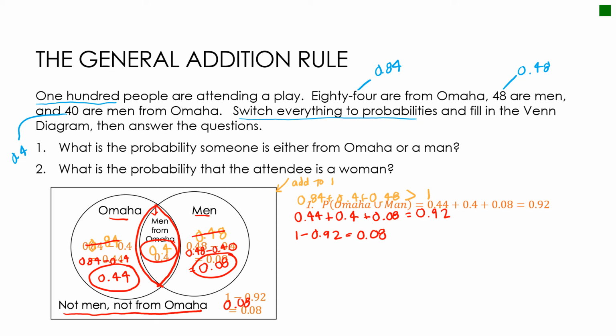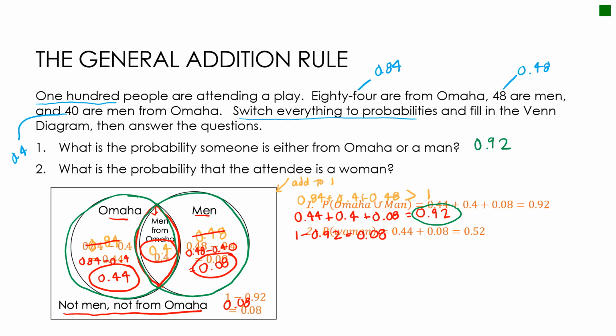So now that I've done all of this work, that's all the hard stuff. This is the easy stuff, answering the questions once I make my Venn. So the probability someone is either from Omaha or a man. Well, everybody in this circle is from Omaha, and everybody from this circle is a man. And so I can just take 0.44 plus 0.4 plus 0.08, which, hey, guess what? I already did that, and get 0.92.